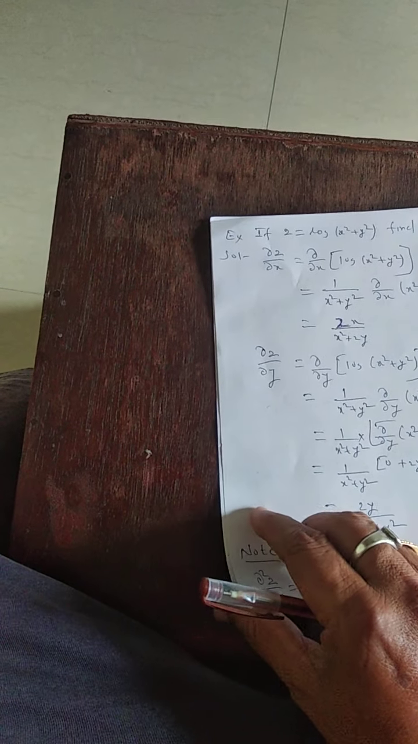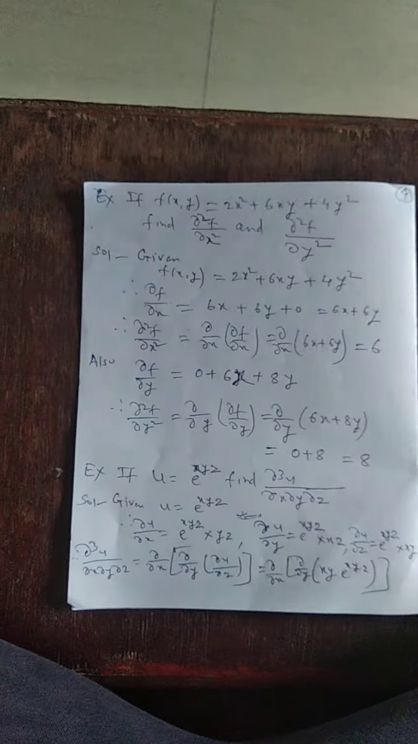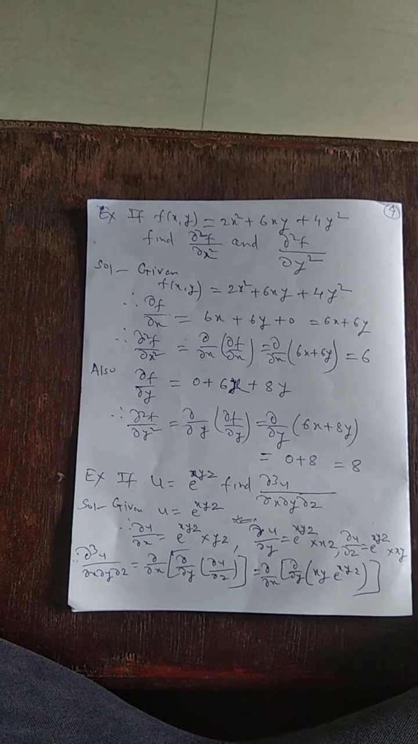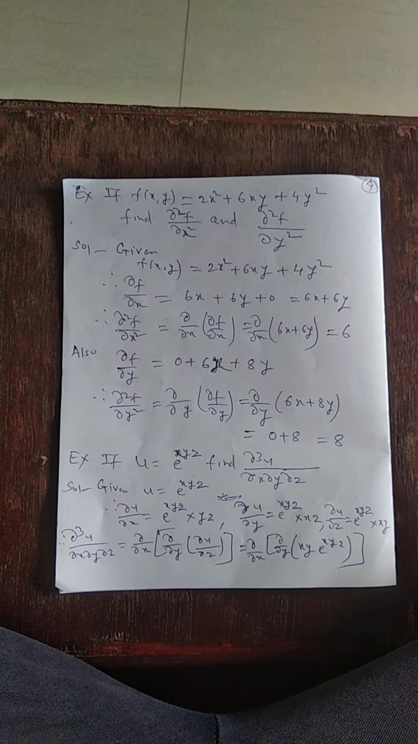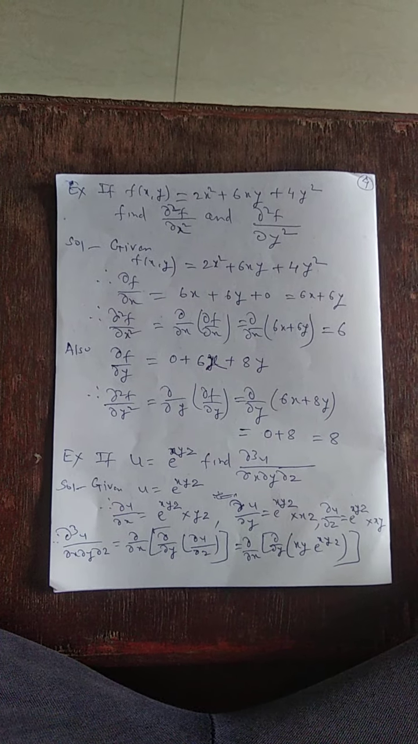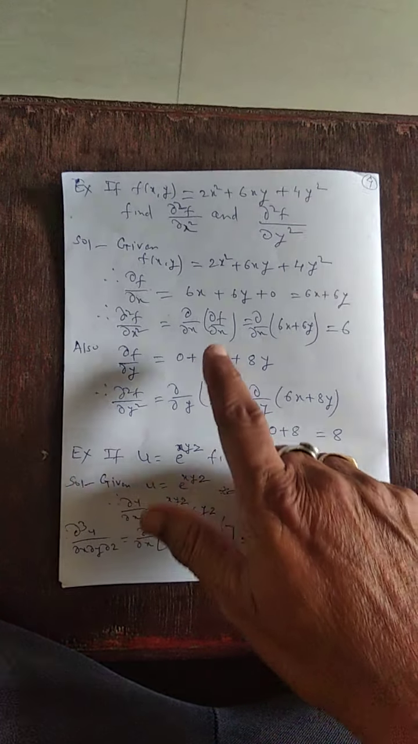Next example: if f(x,y) is equal to 2x² + 6xy + 4y², find ∂²f/∂x² and ∂²f/∂y². So given f(x,y) is equal to 2x² + 6xy + 4y².